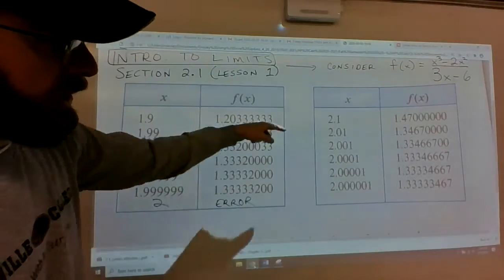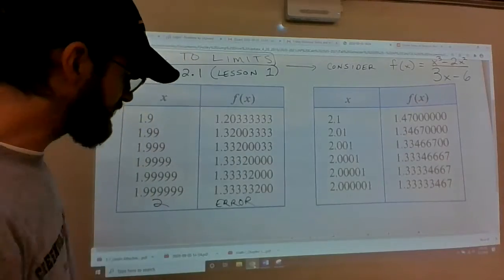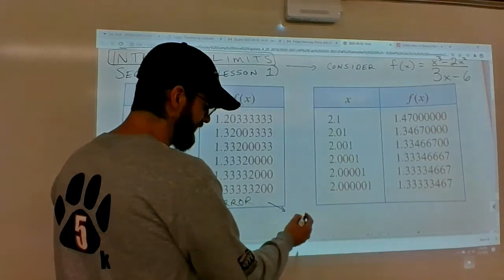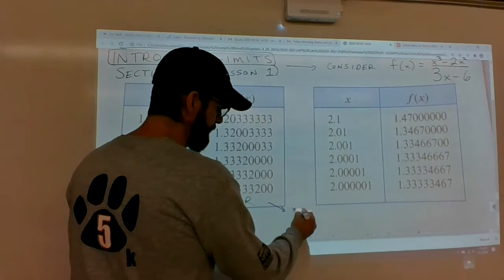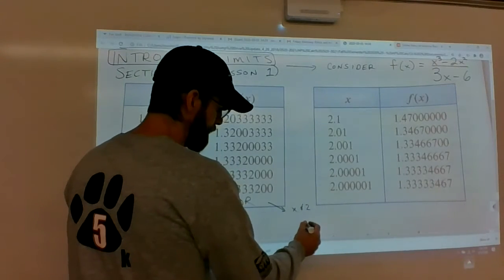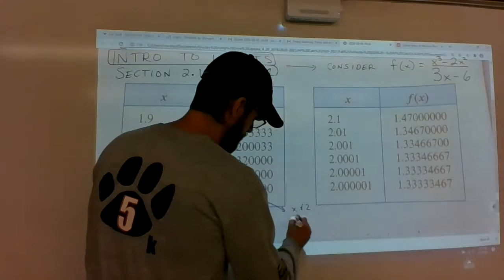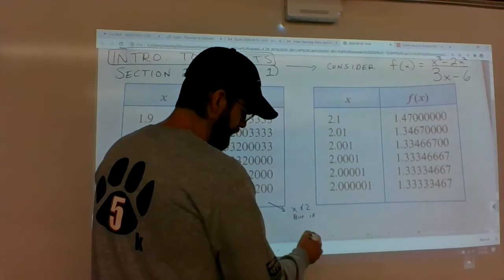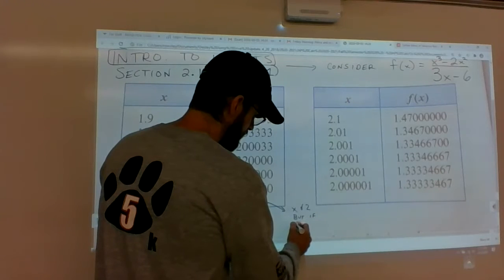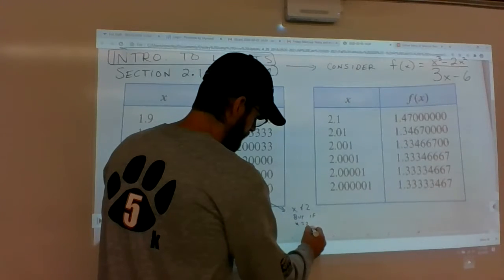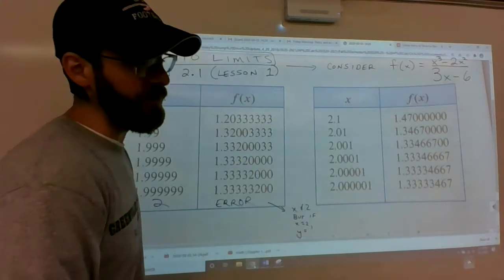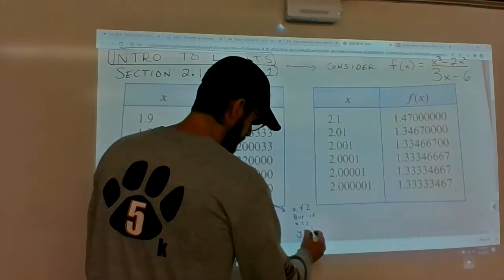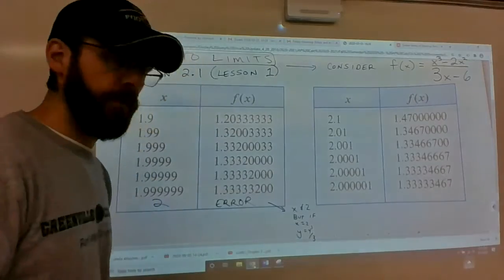But what this numerical approach is kind of saying is, well, yeah, x can't be 2, but if x could equal 2, y looks like it's really, really close to 1.3 repeating, which is 4/3.